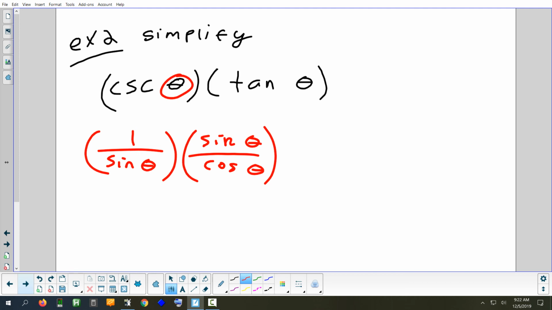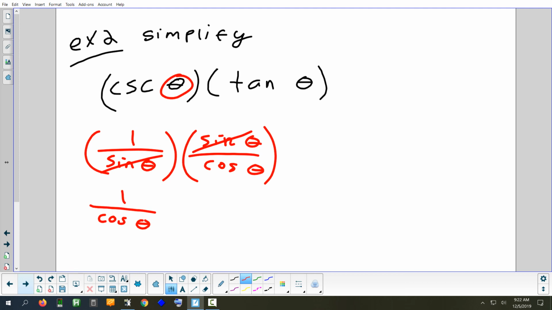So now, when I multiply these together, Stephen, what's going to happen there? What do you need, flip it? Nope, no flipping there, because we're not dividing fractions. Oh, so the sines are going to cancel out? The sines are going to cancel out. What are you left with? 1 over cosine. Yep, 1 over cosine.